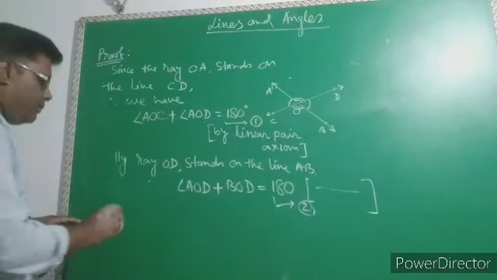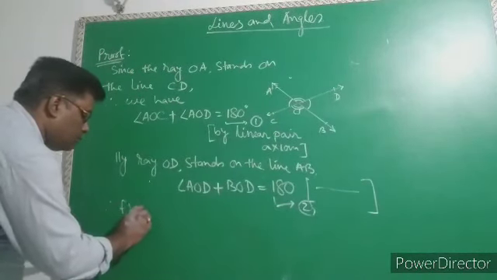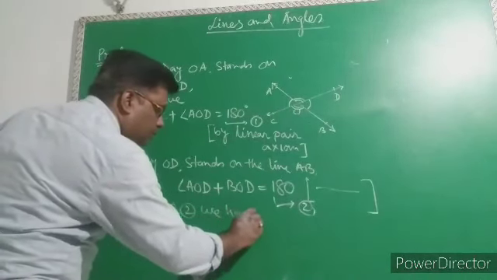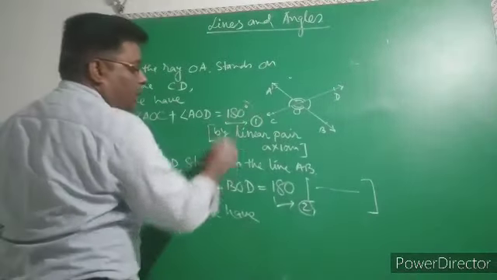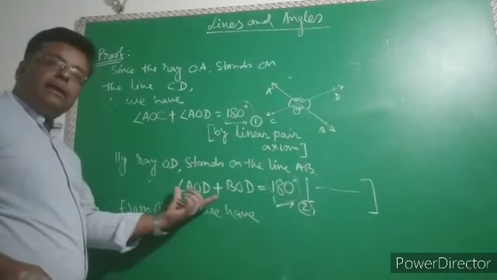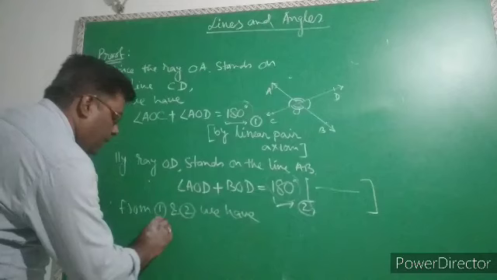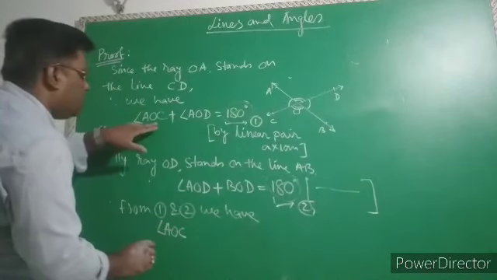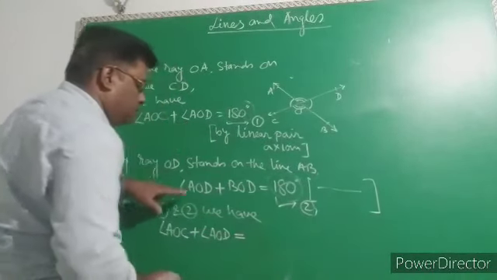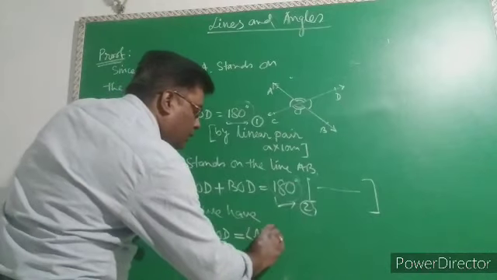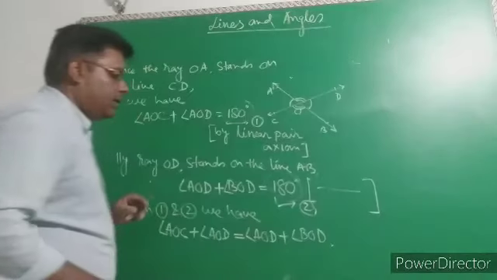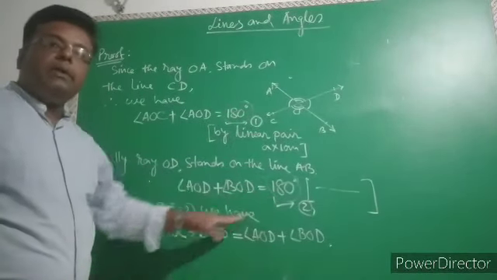So from 1 and 2 we have, if the right hand sides, 180 degree and 180 degree, are the same, then the left hand side must also be the same, that is angle AOC plus angle AOD is equal to angle AOD plus angle BOD.